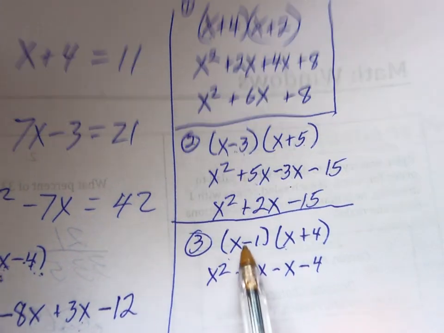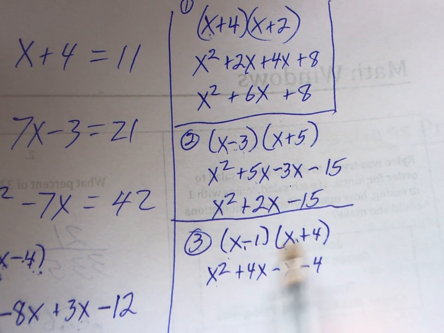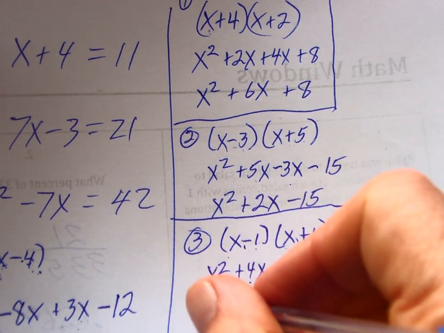Okay, I did x times x, I got x squared. I did x times 4, and I got 4x plus. Then I did my minus 1 times an x is minus 1x, but we don't put the 1. Minus x. And then minus 1 times 4 is minus 4.